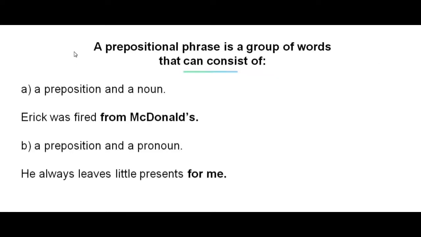Now, a prepositional phrase is a group of words that consist of a preposition and a noun, as in the example over here. Erick was fired from McDonald's. Preposition, noun. B, a preposition and a pronoun. For example, he always leaves little presents for me. "For" is the preposition and "me", pronoun.